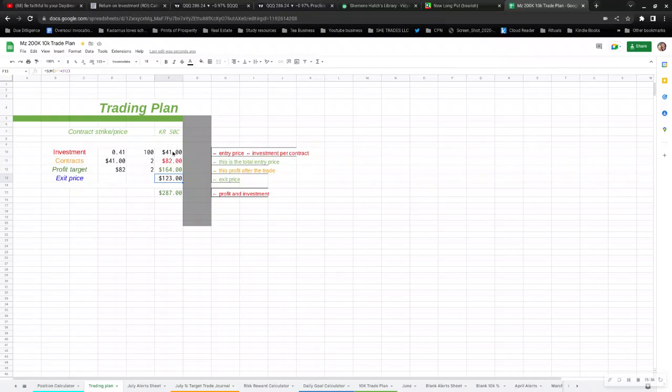So this is my entry price per contract. This is the total entry, total investment. This is the total that I make from the trade. This is my exit price for the contract. My total profit and investment would be this amount here, 287. So that's how I make my trade plan every day.